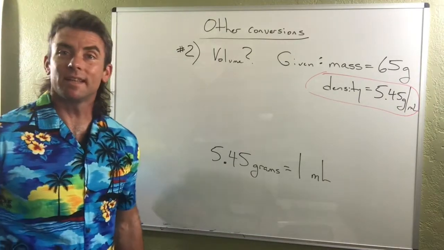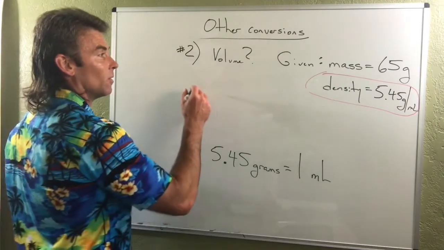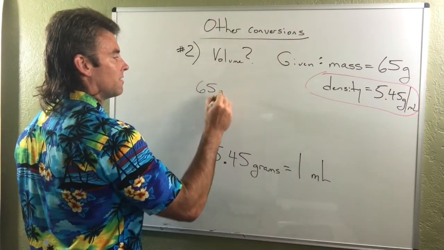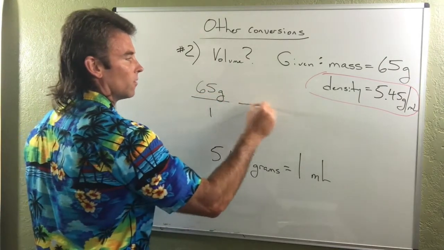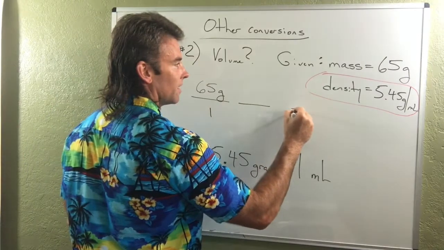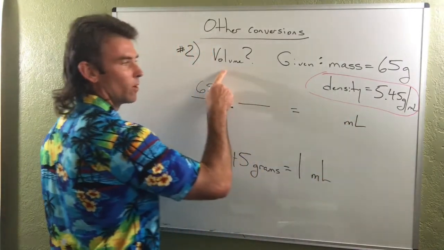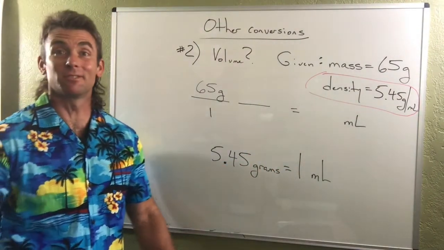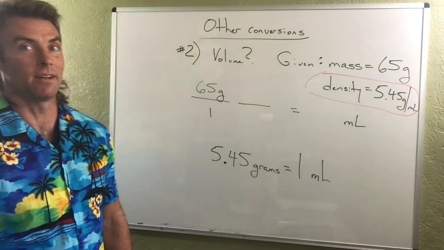So how are we going to set this up? Well, pretty much the same way that we've seen it before. We're going to put 65 grams over 1, we're going to put a conversion factor, and we're going to keep in mind where we want to go. We want to go to a volume, so that volume is going to be in milliliters. Of course, if we wanted to add an extra step and turn that into quarts or something crazy, we sure could, but let's not because quarts are stupid.